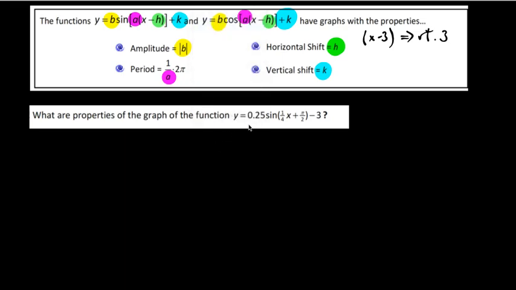So if we get an equation, how could we determine what the properties of this are? And I usually just start with the simple ones. When I look at this, I go, okay, well, 0.25 out front, our amplitude is going to be 0.25. Minus 3 on the end. The midline or the vertical shift of our graph is going to be down 3, minus 3. That's our midline.